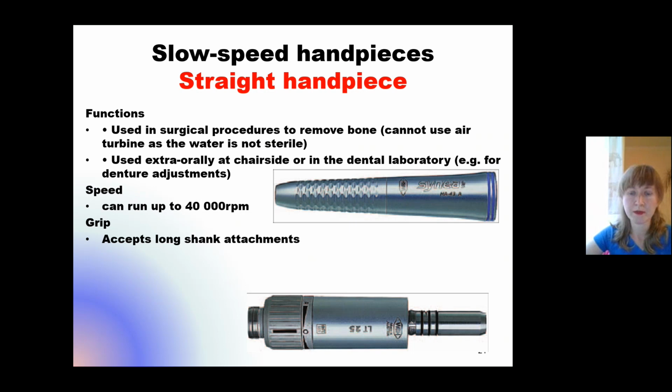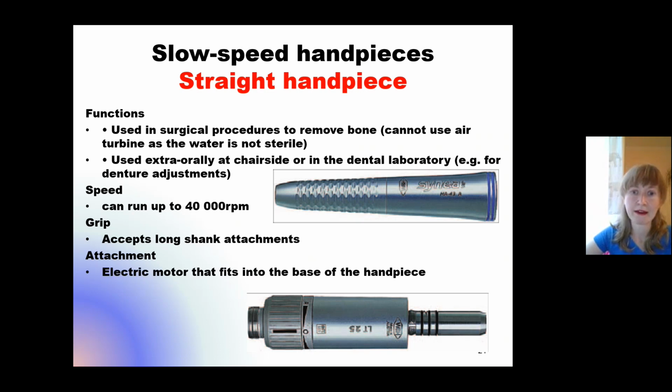This type of handpiece accepts long shank attachments, and they are attached to an electric motor that fits into the base of the handpiece. Base of the handpiece and electric motor, micromotor.